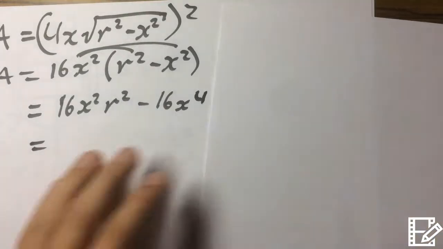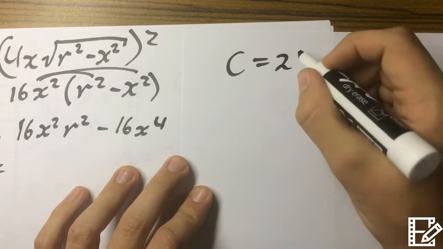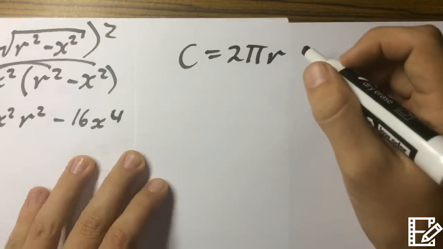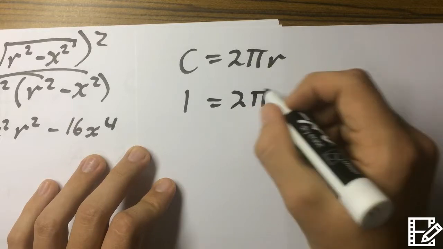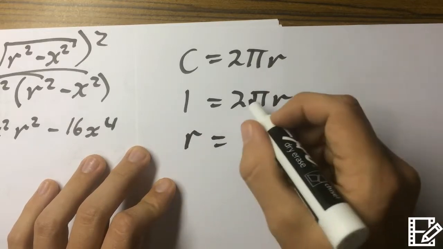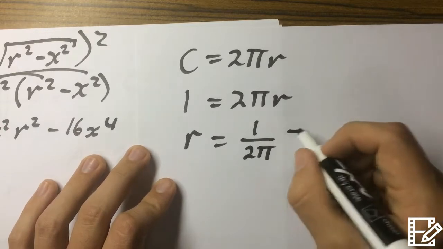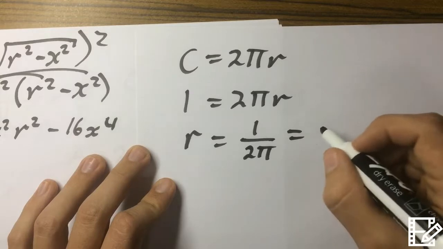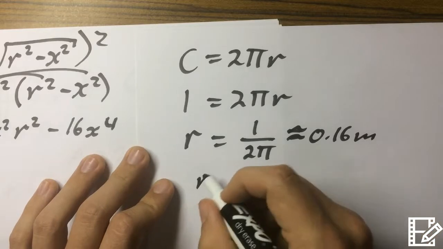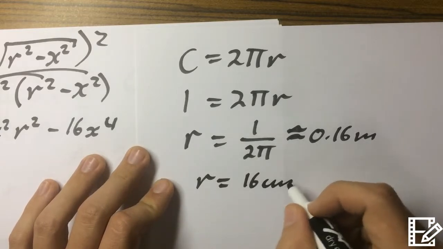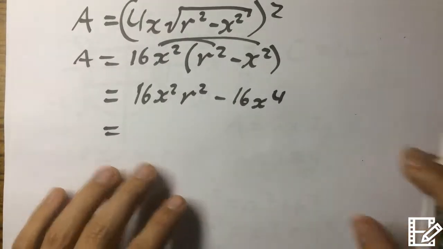Well, we use the circumference. So the circumference is equal to 2 pi r. Now we said that circumference was equal to 1, so 1 is equal to 2 pi r. Therefore, r, if we divide both sides by 2 pi, is 1 over 2 pi, which is roughly 0.16 meters, which is equal to 16 centimeters. Okay, now we're going to keep it in meters for the sake of this.